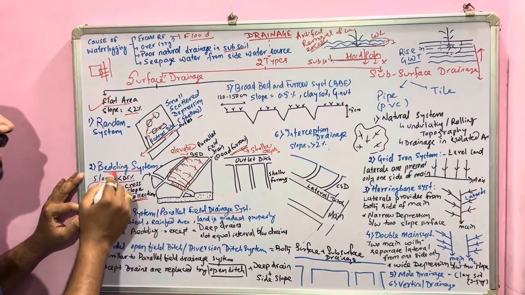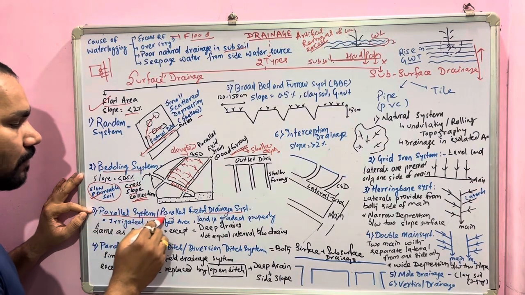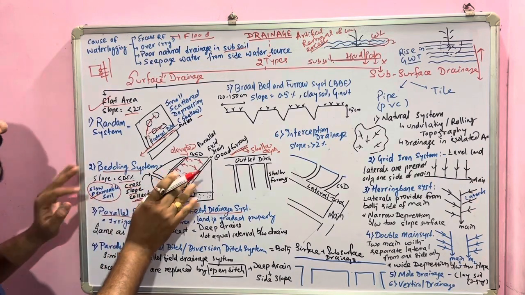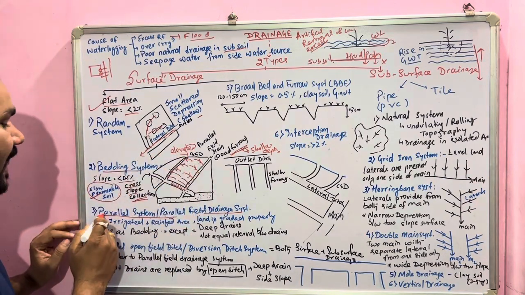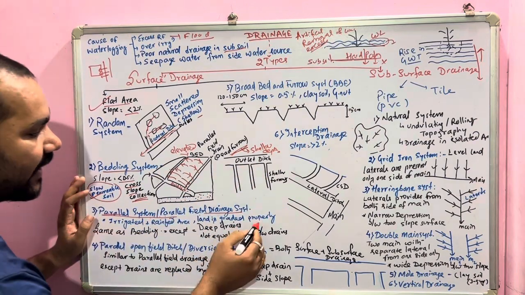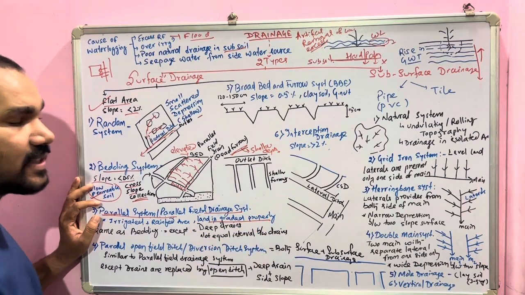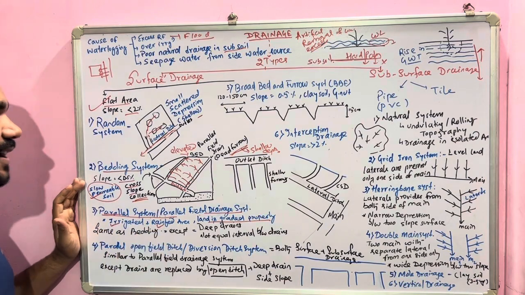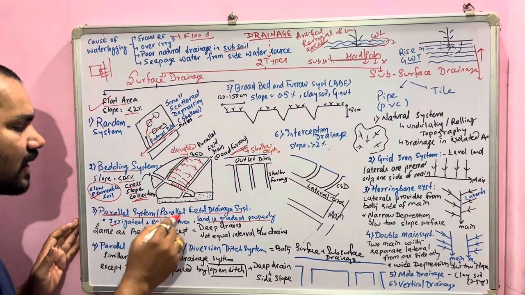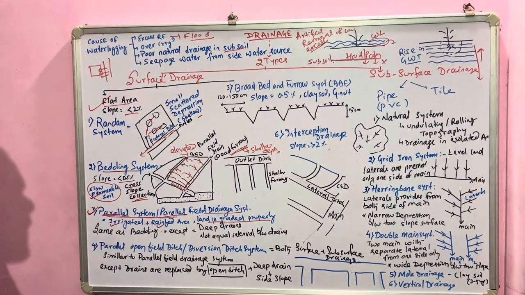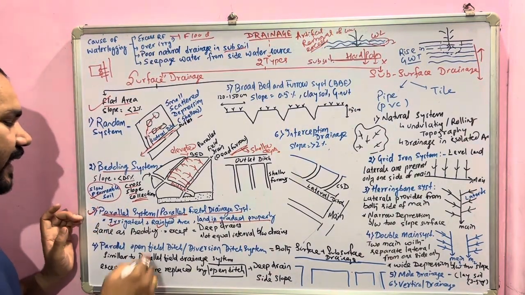It is almost equivalent to bedding system. But in the bedding system the land is somewhat elevated, whereas in the parallel system my land is flat, and it is graded properly. It is applicable to both irrigated and rain-fed areas. This is the widely followed method, the parallel system or parallel field drainage system. It is mostly applicable for irrigated and rain-fed areas.